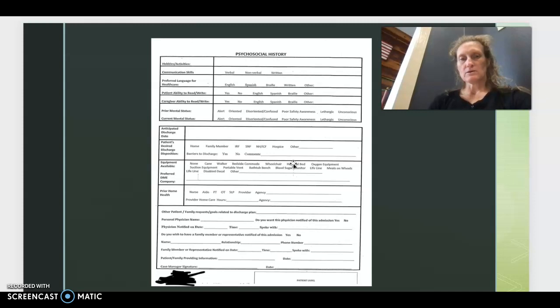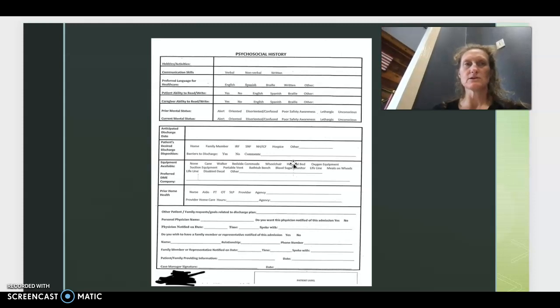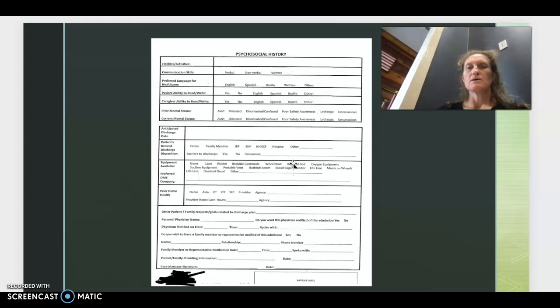So while y'all are looking through this, I'm just going to go ahead and talk a little bit about a psychosocial assessment. When you are doing a psychosocial assessment, you're developing a plan of care for the patient. For example, if your assessment reveals that your patient was prior living independently alone, and now they have a diagnosis of a stroke with severe debilities, you're going to be thinking in your mind, where is this patient going from here?